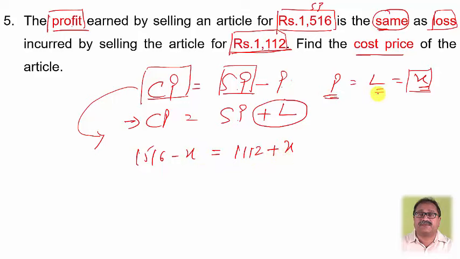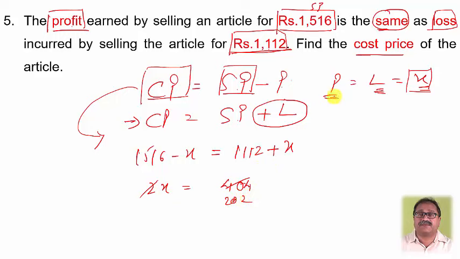Is profit, and the same is also loss. Let's find out what is x. When x goes over here, it becomes 2x, and 2x is equal to that: 16 minus 12 is 4, and 15 minus 11 is 4. So it's 404. Am I right? Yes. So therefore x is equal to 202.